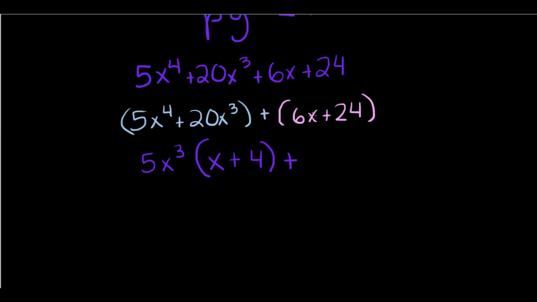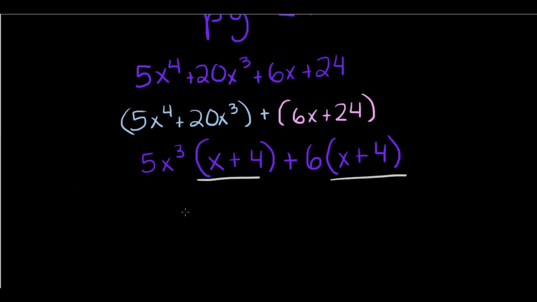Now, let's take a look at this one. The greatest common factor amongst these 2 is going to be 6. If I factor out the 6 from 6x, it's going to be x. Plus, if I factor out the 6 from 24, it's going to be 4. Now, if you're doing this correctly, once you're done with the first step, you should have 2 binomials with the exact same terms. Once you have them, you can factor that term out.